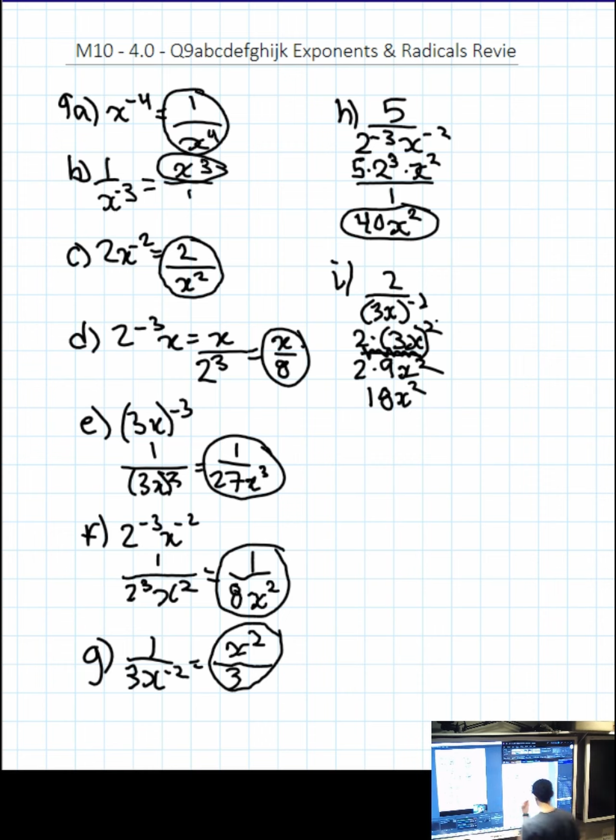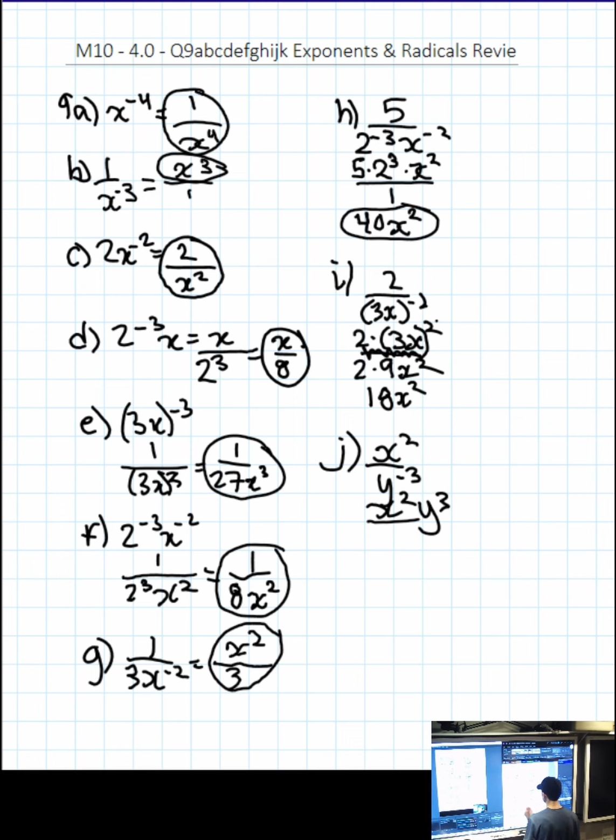Okay, J. So we have x squared over y to the negative 3. So again, we have negative exponents, so I'm going to start off with a fraction. Now x squared's on the top. It has a positive exponent. I'm going to leave it where it is. Y to the negative 3 is going to come up to the top.